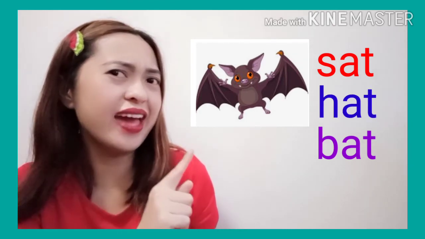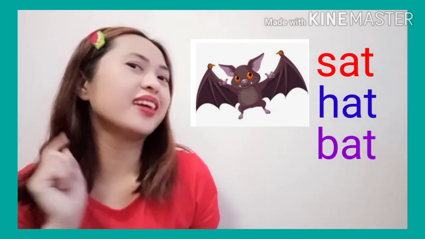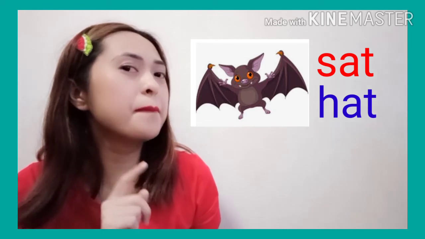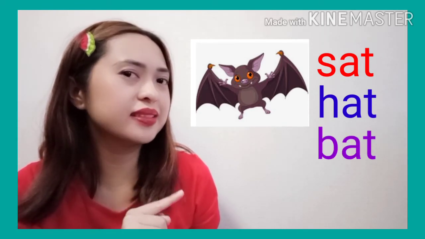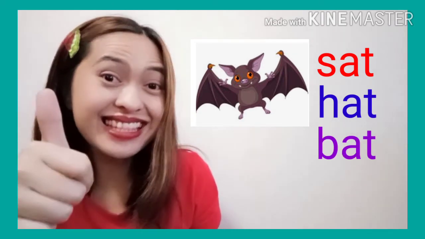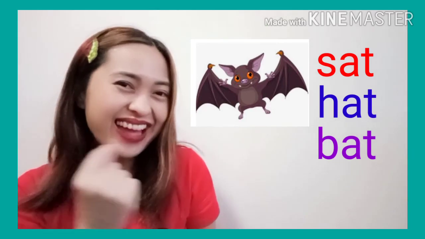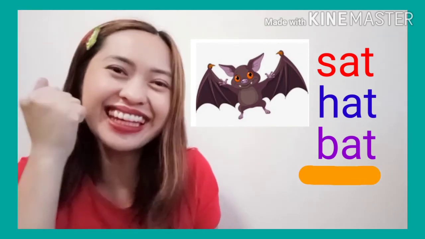Is this a hat? No, no, no. So it's wrong. The last one. B-a-t. B-a-t. Is this a bat? Yes, it's a bat. So we need to underline it. Good job, kids. We did it.